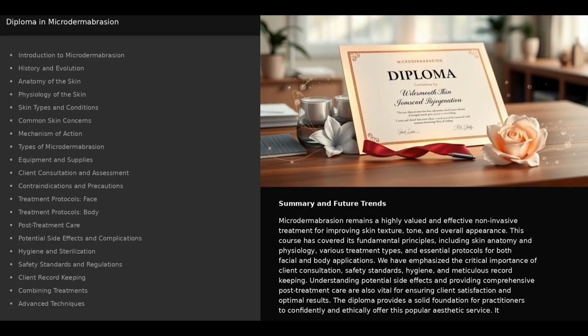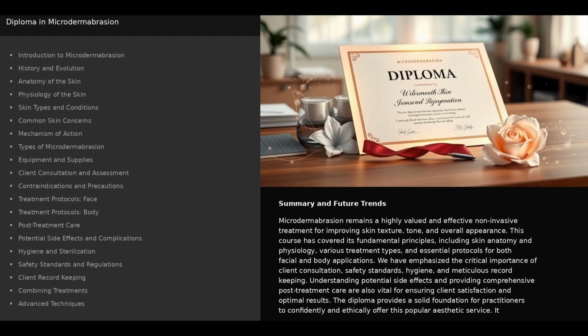Summary and future trends. Microdermabrasion remains a highly valued and effective, non-invasive treatment for improving skin texture, tone, and overall appearance. This course has covered its fundamental principles, including skin anatomy and physiology, various treatment types, and essential protocols for both facial and body applications.